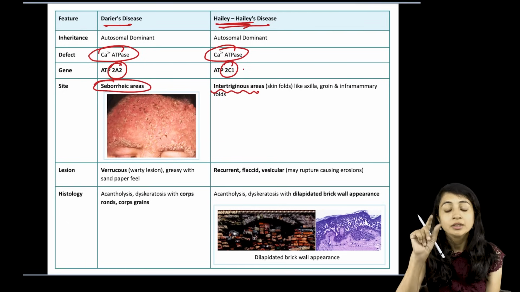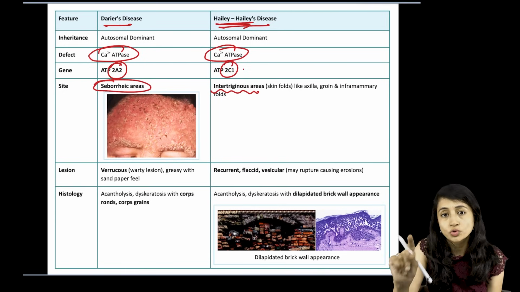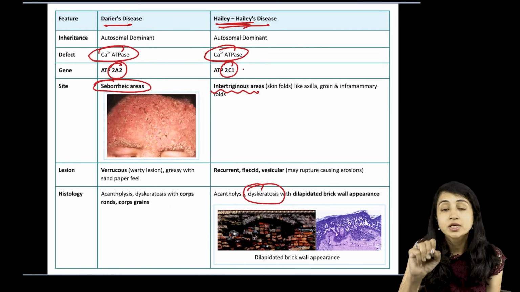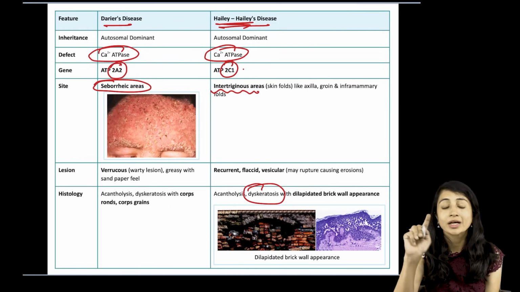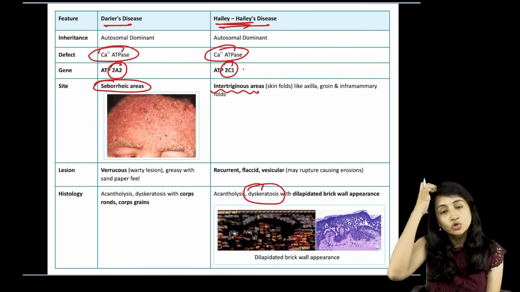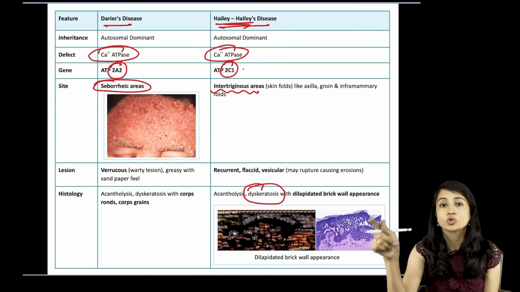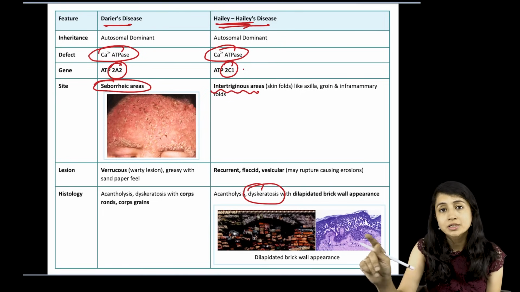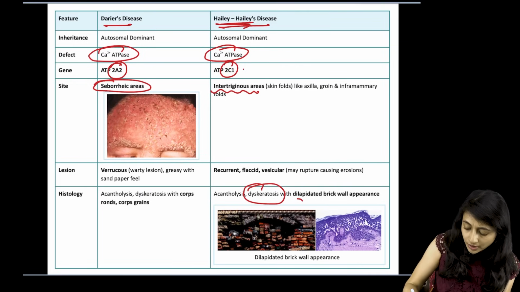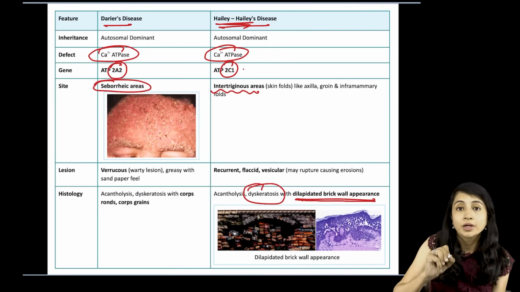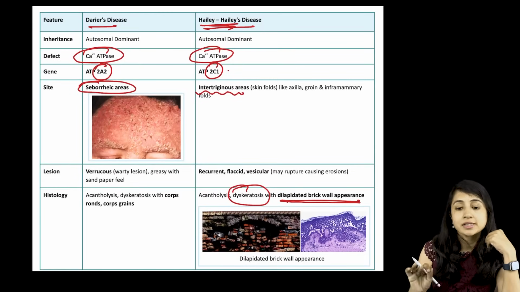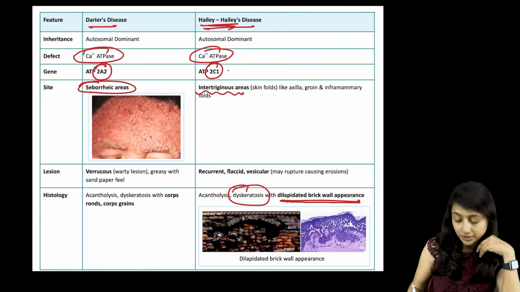But here, there is dyskeratosis also, which is present. So dyskeratosis is a feature which is seen in both Darier's and Hailey-Hailey. Okay, so in histopath, sometimes they ask you dyskeratosis is seen in. So benign dyskeratosis is seen in Darier's and Hailey-Hailey. Then dilapidated brick wall appearance. So dilapidated brick wall appearance is typical of Hailey-Hailey disease.